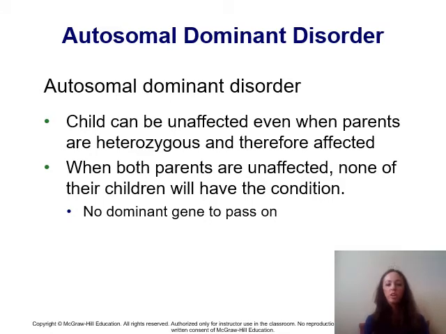So disorders caused by dominant genes are going to be a lot easier to detect, since the dominant gene will show up in the phenotype. If both parents do not have the disorder, then the kids definitely will not either. However, if the parent does have the disorder and is heterozygous, it's possible that the children will get it too, or the child may not.